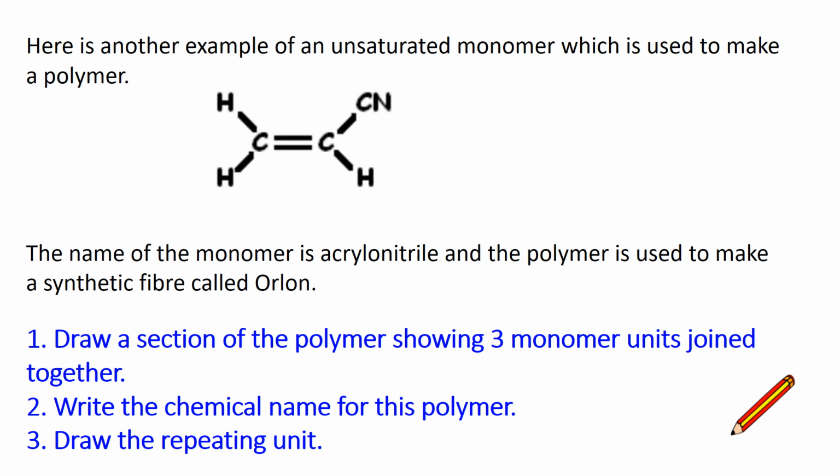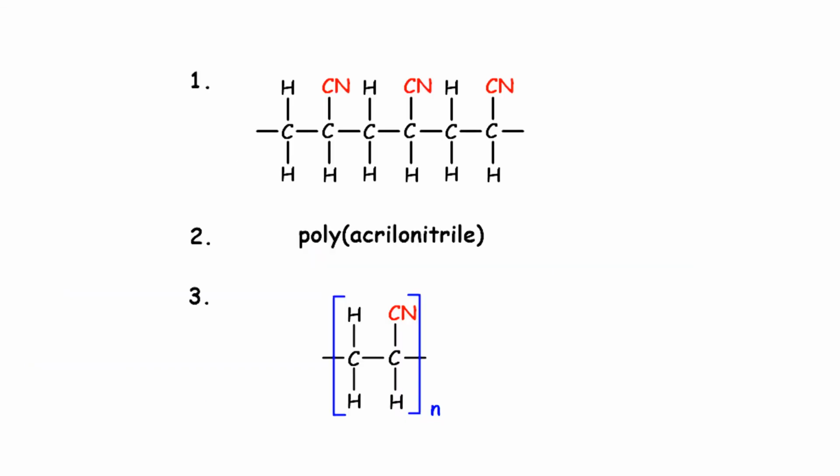I want you to see if you can name the polymer from its monomer name and to draw the repeating unit. Remember, the repeating unit is similar to the monomer, but it doesn't have the double bond. So here we've got your polymer section. You can see here we've got 1, 2, 3 monomer units joined together. Acrylonitrile, so it's polyacrylonitrile. And the repeating unit is what's been repeated. So one here has been repeated, and it's been repeated any number of times.